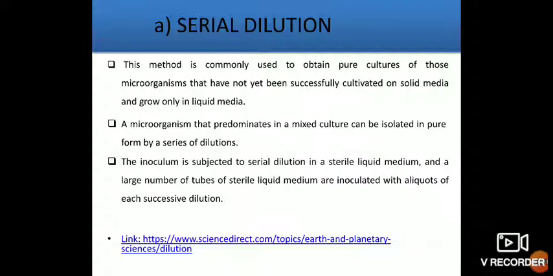Then serial dilution. So you may be aware of serial dilution. This is a method commonly used to obtain pure cultures of those microorganisms that have not been successfully cultivated on a solid media or are growing in a liquid. It is used to reduce the colony count. Usually you need to perform the serial dilution. We are preparing 7 tubes with 9 ml and we are diluting the content of microorganisms.